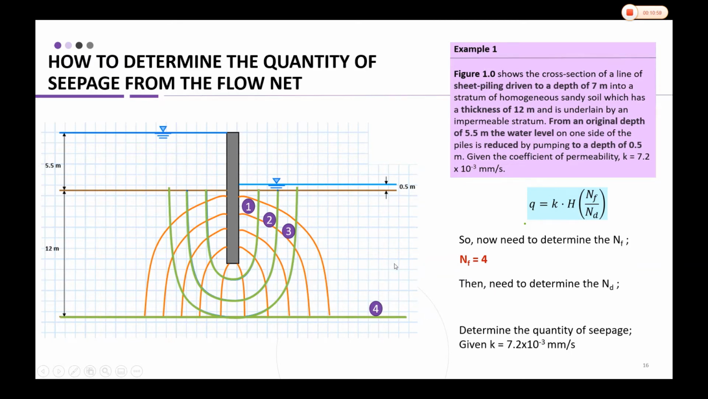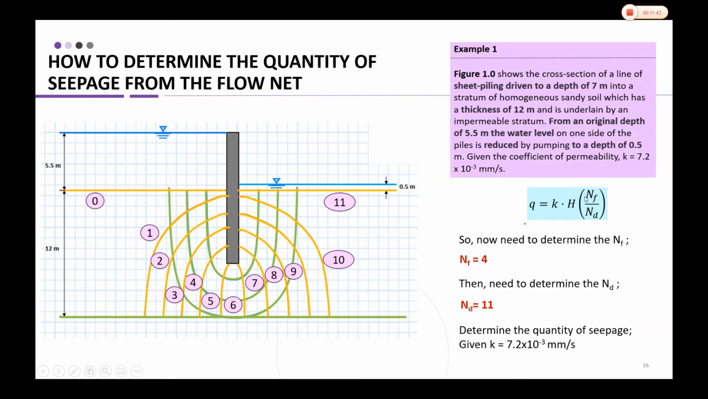Then we need to determine the ND. For the ND, start with the boundary at the top, 0, and then this is the first line, the second line, the third line, the fourth line of equipotential, the fifth, 6, 7, 8, 9, 10, and also don't forget the boundary at the bottom, 11. So we have ND, the number of equipotential lines, equal to 11.